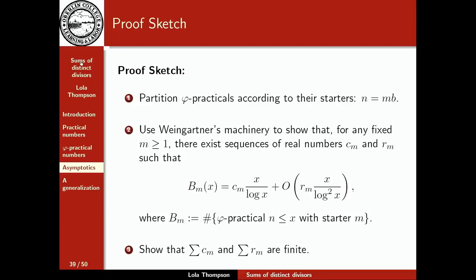And then one of the reasons in particular that we have the starter contain the square full part is because then the rest of the number, the b, is square free. And so it turns out that if n is square free, then it's phi practical if and only if it's weakly phi practical. And remember, weakly phi practical meant it had that really nice inequality on the prime factors. It had an if and only if condition. You can make every weakly phi practical via this condition on prime factors. And so then Weingartner's machinery goes through really nicely on the square free numbers. And so it's a lot easier to start with a fixed square full part and then tack on additional primes that are distinct from the square full part. So that's why we do it the way that we do.